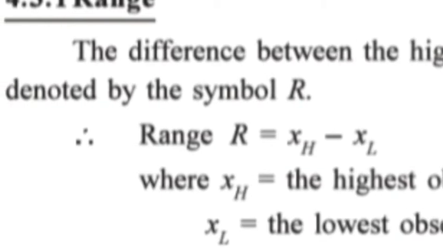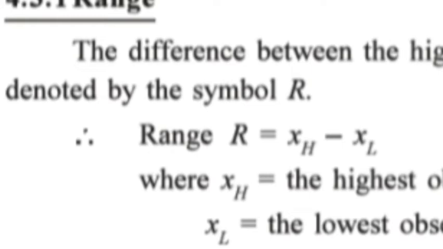Now, what is range? In a given data, you pick up the highest observation and the lowest observation, and then you find the difference of both. The value of the difference is regarded as the range of the data.